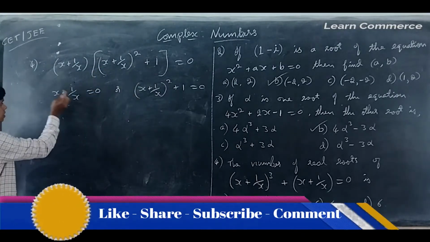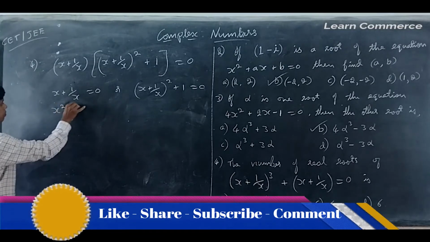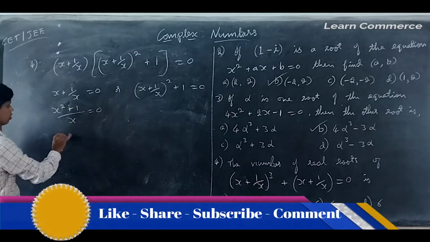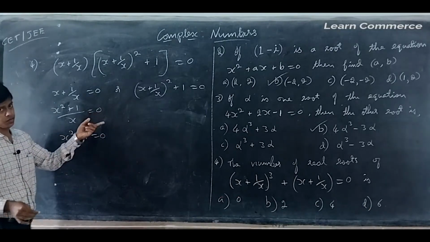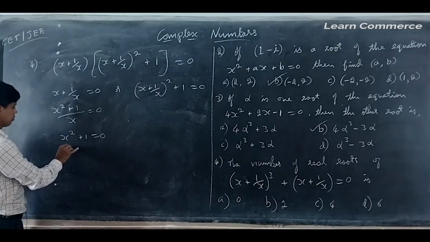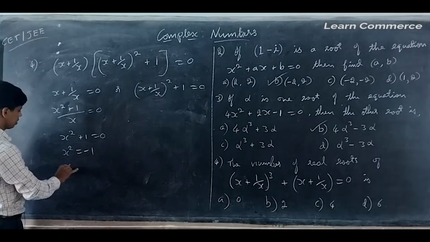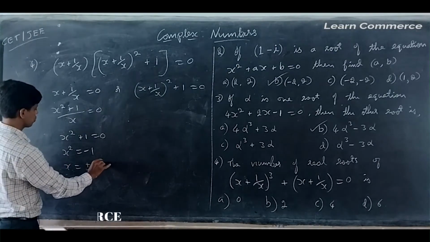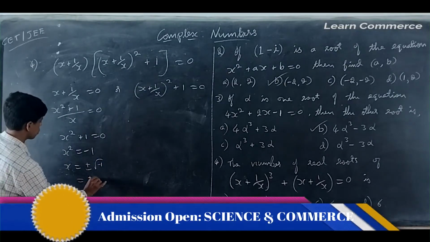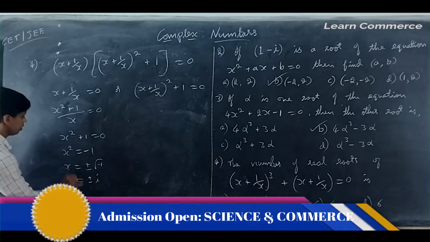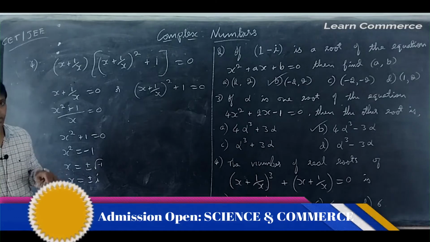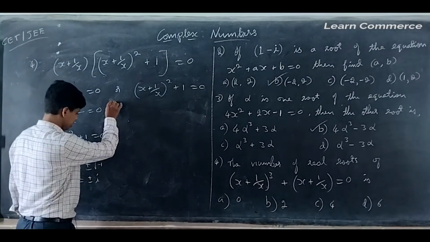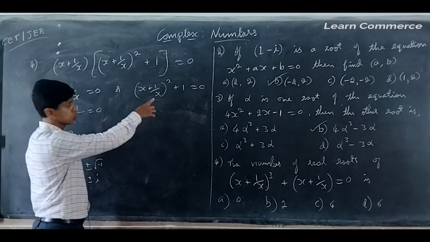So this is x square plus 1 divided by x is equal to 0. That means x square plus 1 is equal to 0 if you take this here, right? Obviously that means x square is minus 1. That means x is plus or minus square root of minus 1, which is plus or minus i. So is it real? No, it's not. This is not real. So we have not yet got even one real root. Let's see if we get real roots here.